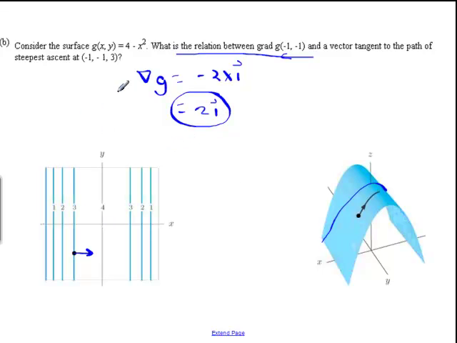And in terms of the relationship between the gradient vector and the vector tangent to the path of the steepest ascent, well, this vector over here is going to be 2i plus some k component. The key thing being, and this is what we're building to, is that we're trying to get the idea of drawing tangent lines to a surface so that we can soon start thinking about tangent planes to a surface.